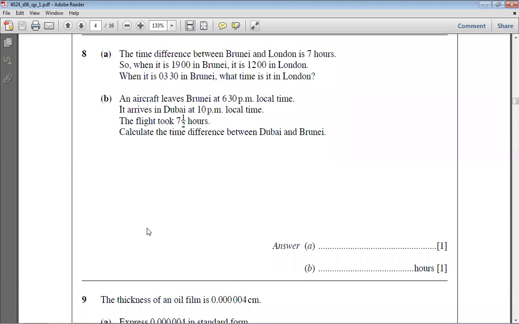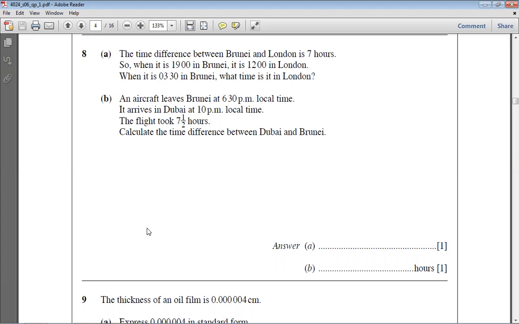Okay. So the B part is, he says, an aircraft leaves Brunei at 6:30 p.m. local time. It arrives in Dubai at 10 p.m. local time. So the flight took 7 whole 1 by 2 hours, which means 7 hours and 30 minutes. Calculate the time difference between Dubai and Brunei. So we have to calculate the time difference between Dubai and Brunei.